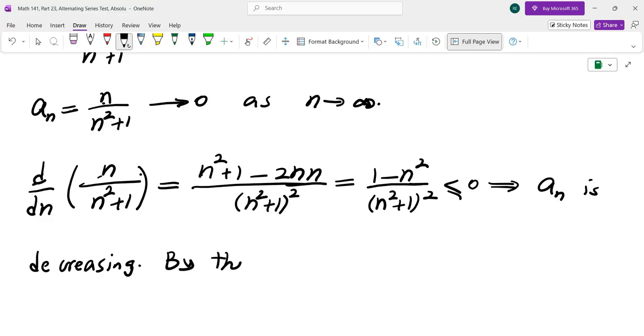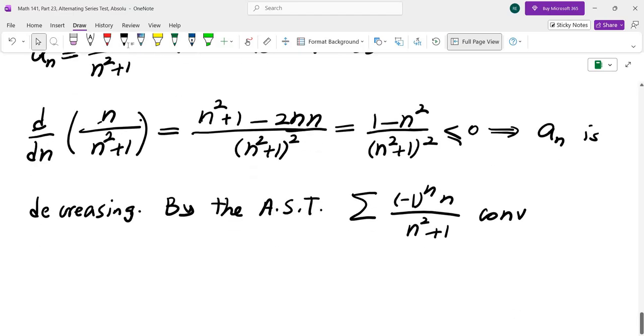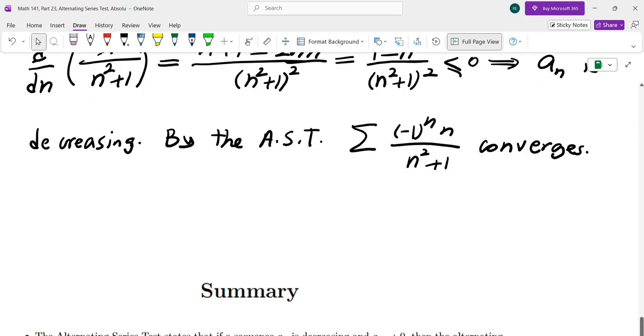So by the alternating series test, the sum of negative 1 to the power of n times n over n squared plus 1 converges. Now the series itself converges, the absolute values diverge, so the series converges conditionally.